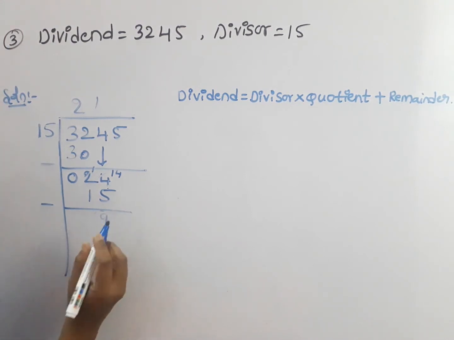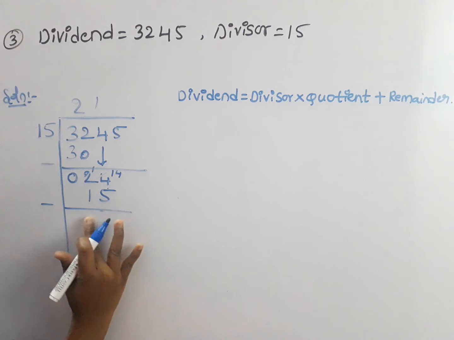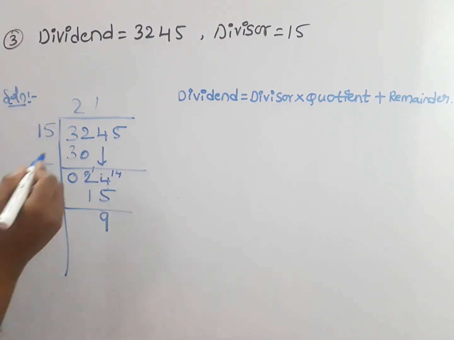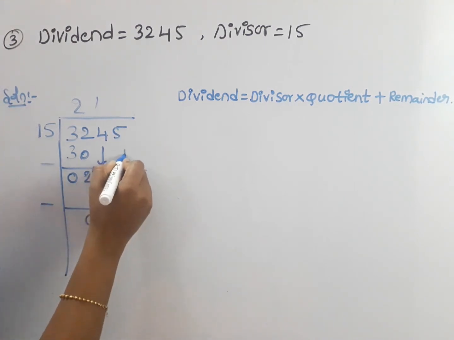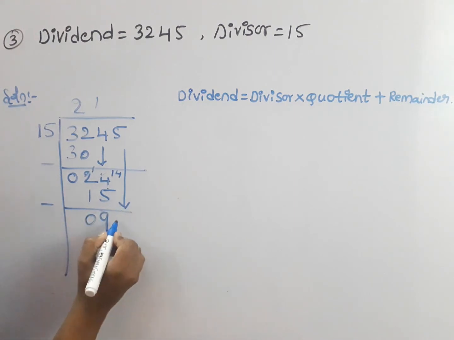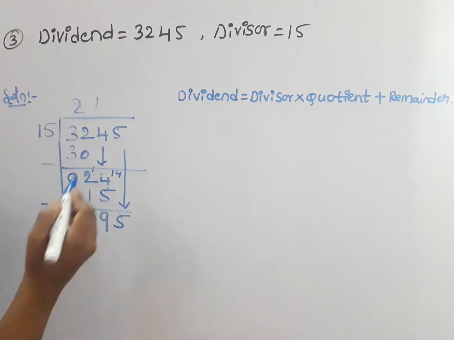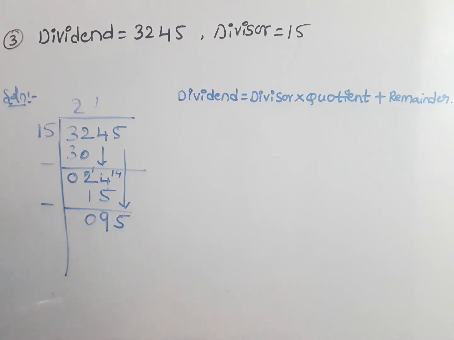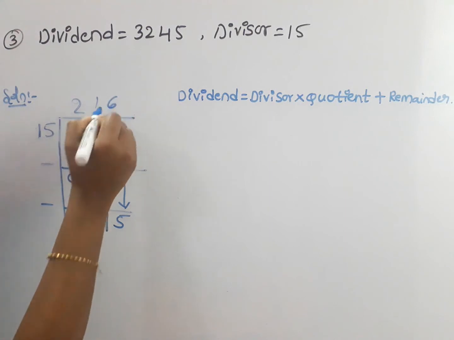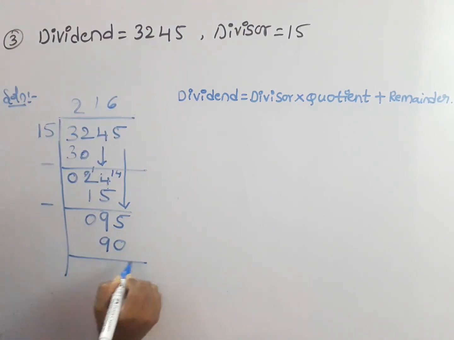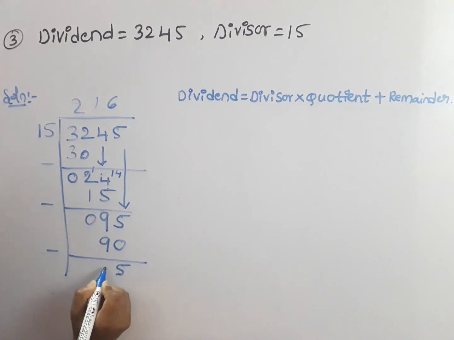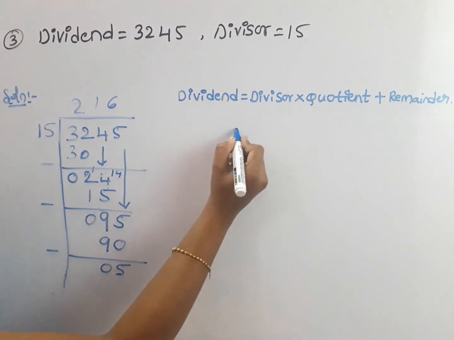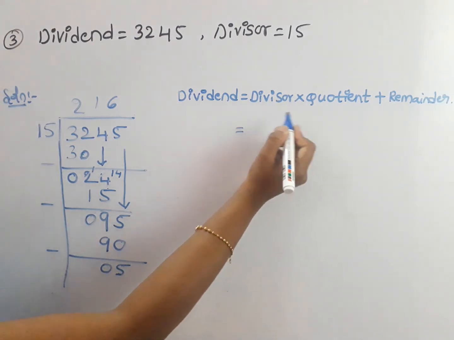Write 9 here. Then 1 minus 1 is equal to 0. Then bring down the ones digit, that is 5. It will become 95. So now 15 6s are 90. So subtraction: 5 minus 0, 5. 9 minus 9, 0. So this is the remainder. So now we need to cross check this answer.